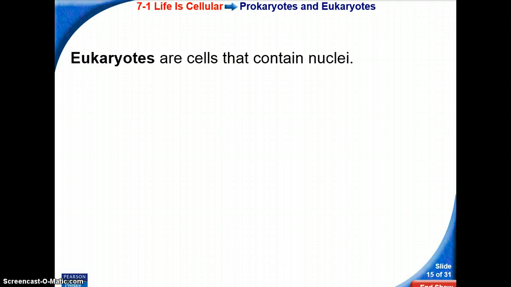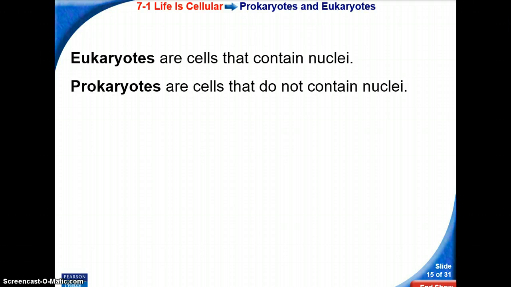All right, so the first type of cell that we're going to be talking about is a eukaryote, and these are cells that contain a nuclei. A nuclei is just a single nucleus. And then a prokaryote is a cell that does not contain a nuclei. So those are the two main differences between a eukaryote and a prokaryote: if it does have a nucleus, it's a eukaryote. If it does not have a nucleus, it is a prokaryote.